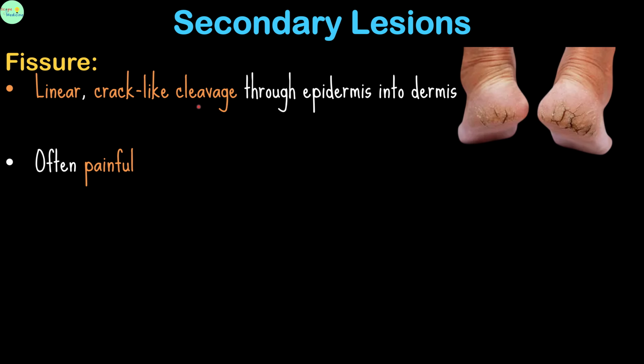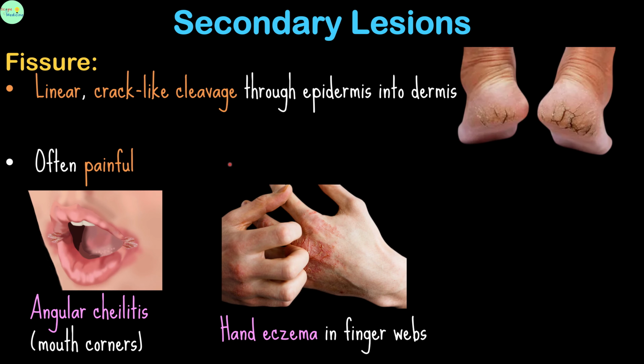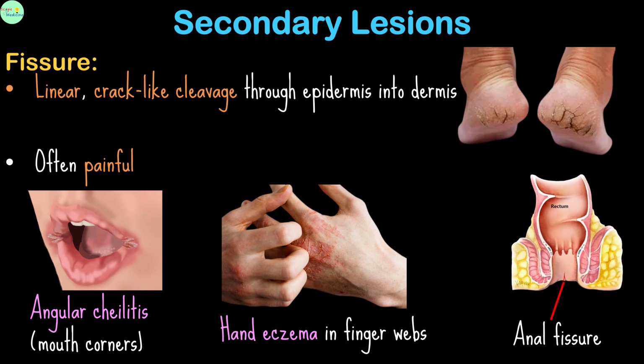Fissures and excoriations are often related to itching or dryness. A fissure is a linear, crack-like cleavage through the epidermis into the dermis. They are often painful. Examples include angular cheilitis at the corners of the mouth, cracks in the finger webs from hand eczema, and an anal fissure.